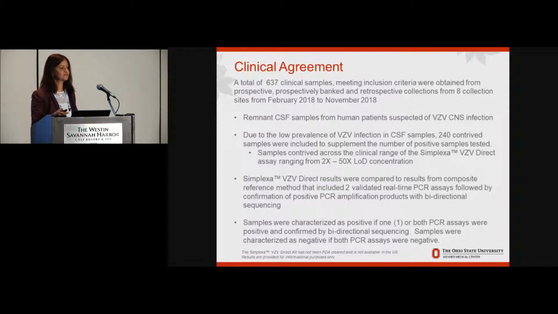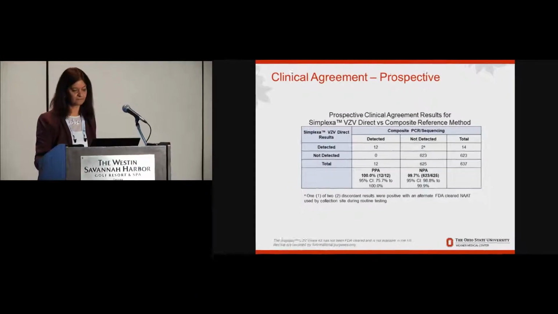And then the Simplexa VZV results for all of these samples were compared to a composite reference method, which included 2 validated real-time PCR methods, and the PCR amplified products were also bidirectionally sequenced in order to confirm the entity. A positive was considered when both PCR assays were positive and the bidirectional sequencing confirmed it, and it was characterized as negative if both PCR assays were negative.